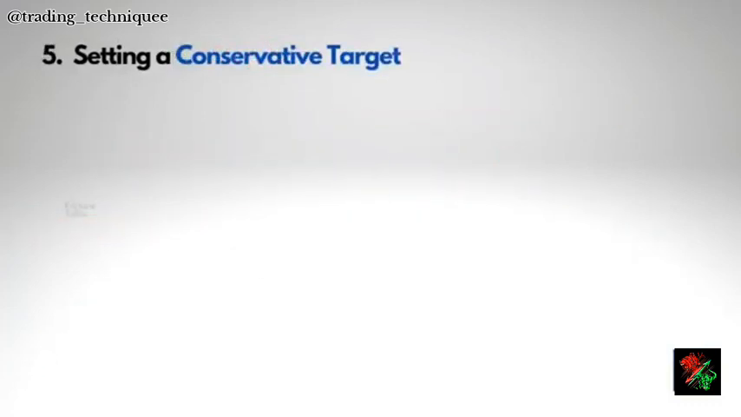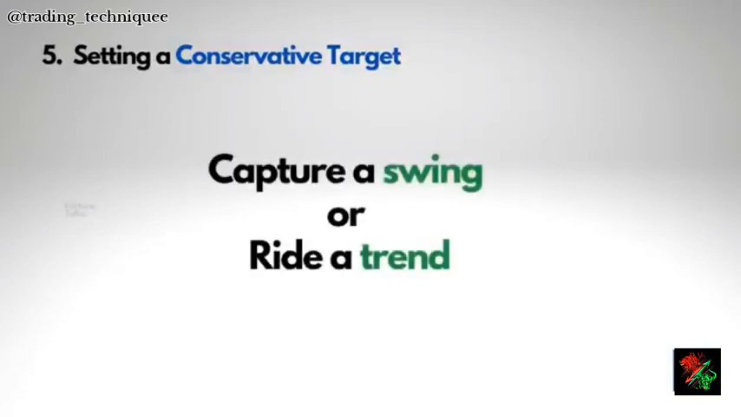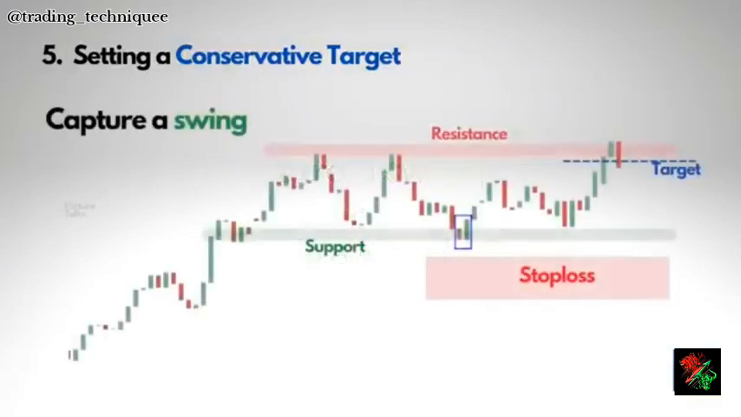And the final point to consider is to set a conservative profit target. Now, your exits depend on your goals. So what do you want to accomplish? Either you can capture a swing or ride a trend. If you want to capture a swing, then you can exit the trades before the opposing pressure comes in. For example, if you are long in the market, then you want to exit your trade before the next resistance level or the swing high where the sellers can come in.